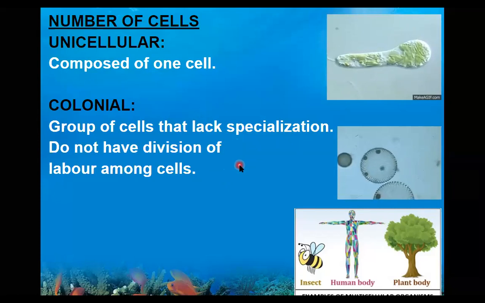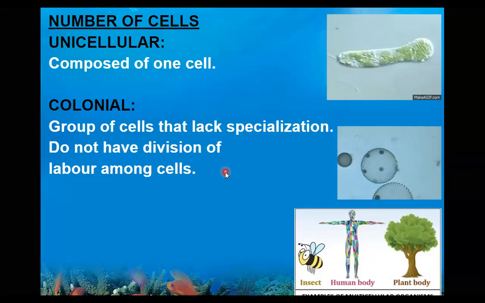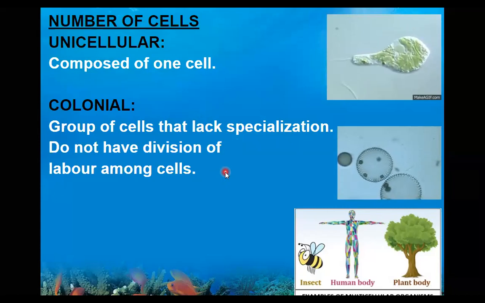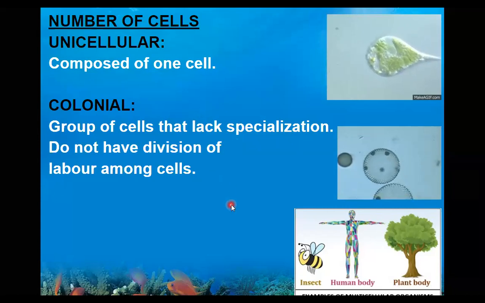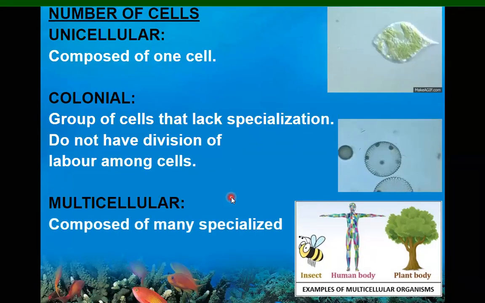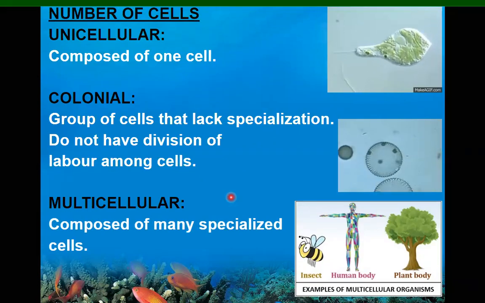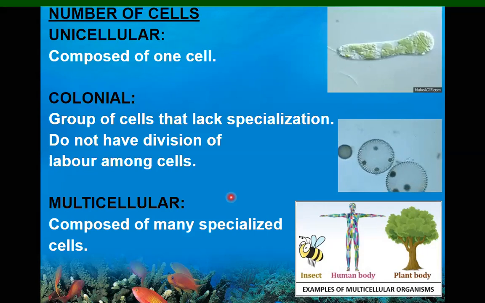As you have seen in the previous slide, the organisms were in groups, but they were not interacting with each other, and there was no division of labor among them. The last one is the multicellular organisms. They are composed of many specialized cells. For example, the best example is the human being. And we also discussed examples of the plant, that was the mustard plant, and frog.